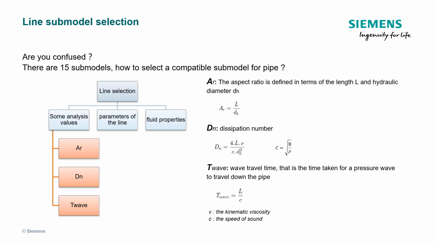With different curves on the previous slide, are you confused? There are 15 submodels. How to select a compatible submodel for pipe? First, we should know what factors have influence on the result. There are some analysis values, parameters of lines, and fluid properties. AR means the aspect ratio. It is defined in terms of the length L and hydraulic diameter dH. dN means dissipation number. We can calculate it by the equation shown in the middle. T wave means wave travel time. That is the time taken for a pressure wave to travel down the pipe. It can be calculated from the equation shown at bottom.